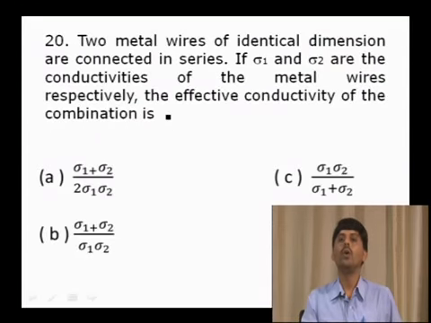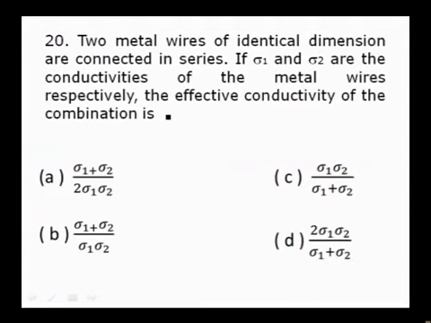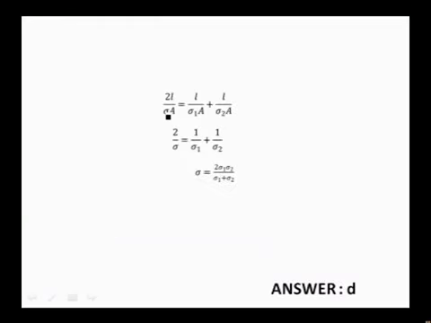Question number 20. Two metal wires of identical dimensions are connected in series. If sigma 1 and sigma 2 are the conductivities of the material of the wires respectively, the effective conductivity of the wire combination is: option A, sigma 1 plus sigma 2 divided by 2 sigma 1 sigma 2; option B, sigma 1 plus sigma 2 divided by sigma 1 into sigma 2; option C, sigma 1 sigma 2 divided by sigma 1 plus sigma 2; option D, 2 sigma 1 sigma 2 divided by sigma 1 plus sigma 2. The solution for this.